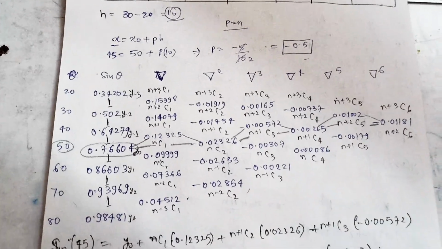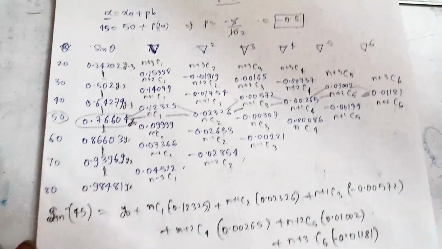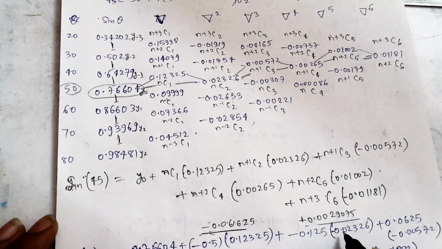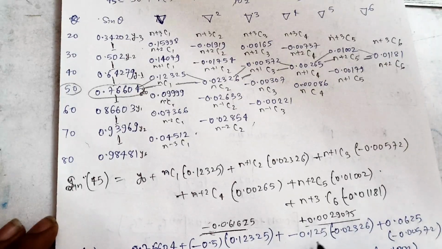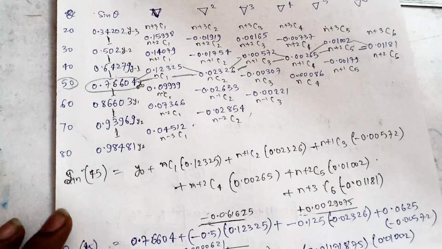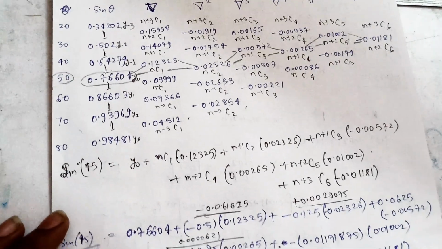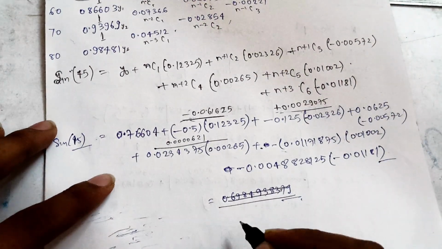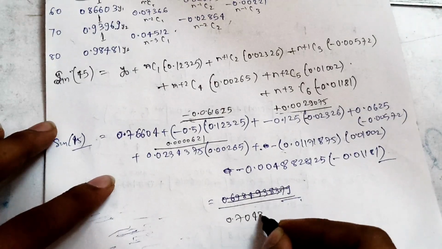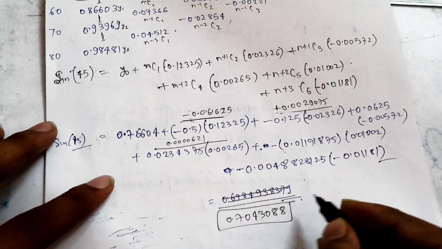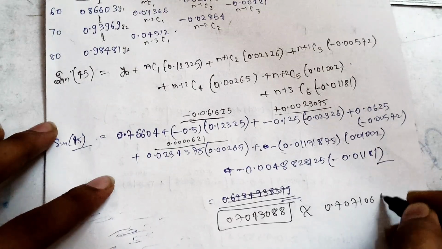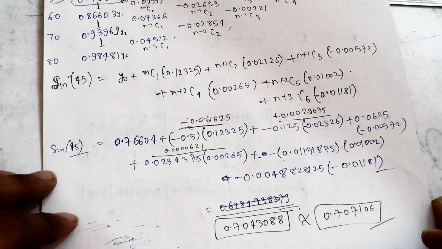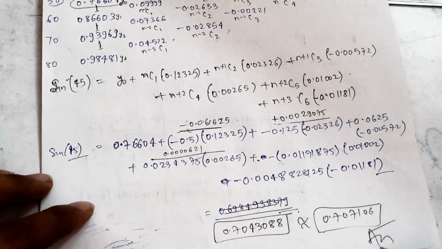Since we had just made a mistake here, you have not used minus here. So on using minus minus we will get plus 0.0029075. So this is not our answer. Our answer will be 0.704388. That is approximately 0.707106, which is the actual value for sin 45. And so this is our answer.